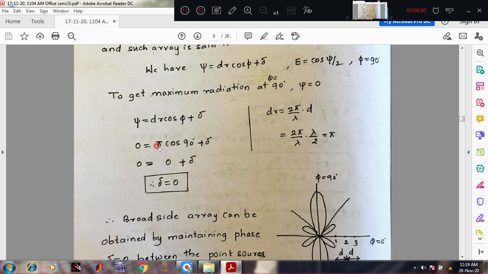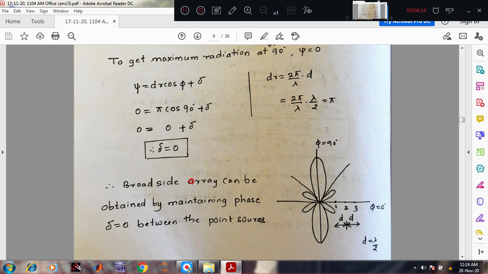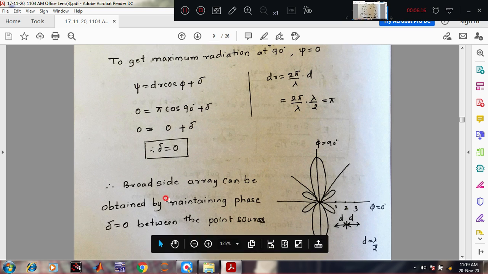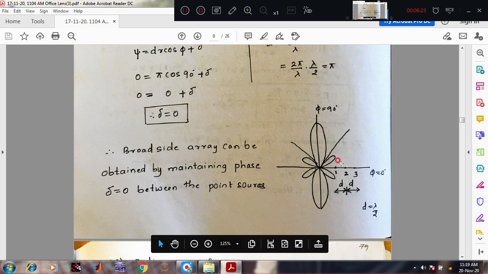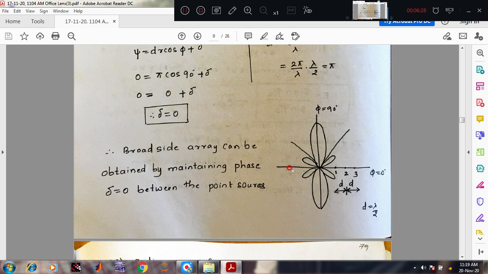Therefore psi is equal to dr cos phi plus delta results in 0 is equal to pi cos 90 degree plus delta. What is cos 90 degree? 0. Therefore 0 is equal to 0 plus delta, so delta will be 0. Therefore a broadside array can be obtained by maintaining the phase, that is delta, as 0 between the point sources. See here, the array axis will be the horizontal axis, and its radiation pattern will be perpendicular to it.